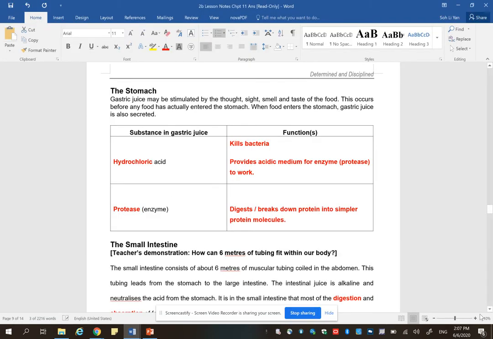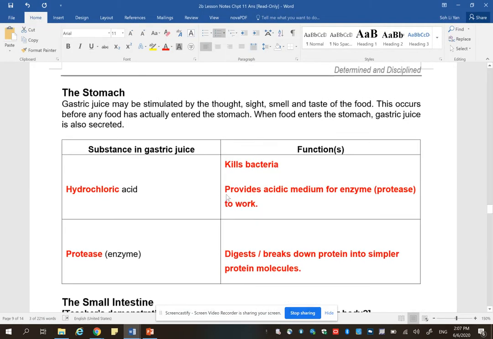Okay, so in the stomach, gastric juice, we have hydrochloric acid that helps to kill bacteria and provides an acidic medium for enzymes to work. So there's this enzyme known as protease, which works in the acidic environment. And this enzyme, protease, you can make a guess, it helps to digest protein. It doesn't digest starch, it only digests protein.